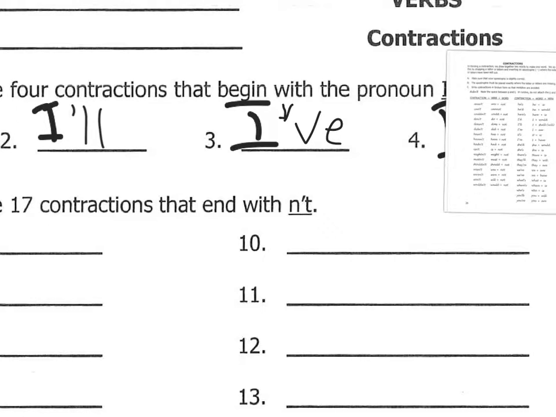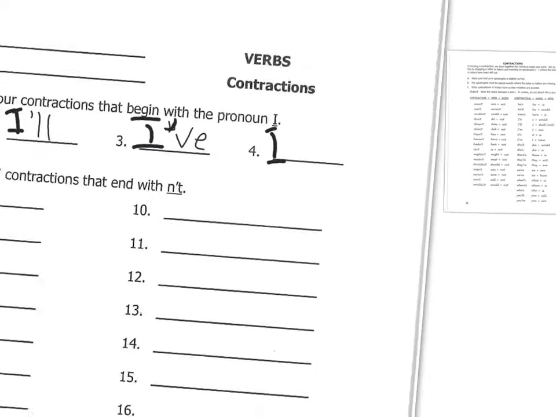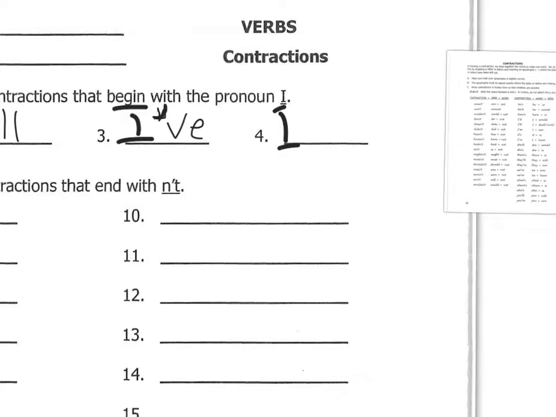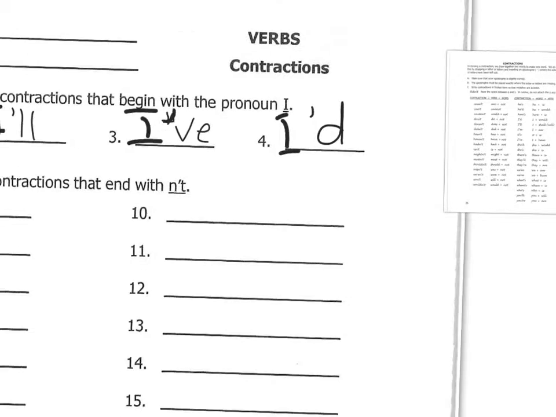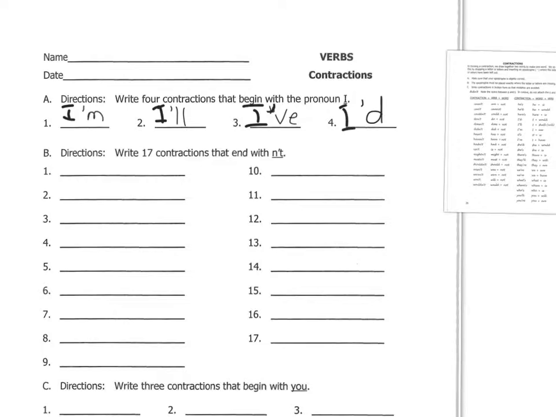Remember to curve your apostrophe a little better than I've done here. It's more like a curve. There you go. So I'm, I'll, I've, and I'd. I had, or I would. I'd. So I'm, I'll, I've, I'd.